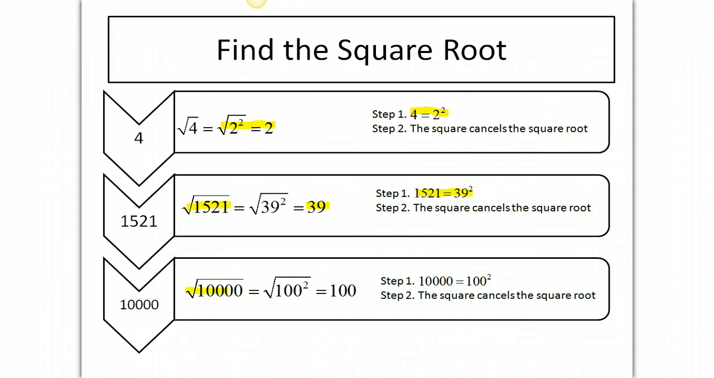Now let's look at the square root of an even bigger number, 10,000. Well, same thing, step 1, change it to a perfect square. Well, 100 squared equals 10,000. So if we change it to the square root of 100 squared, our power and our root will undo each other, and we're left with the base of our power, which is 100. So the square root of 10,000 equals 100.